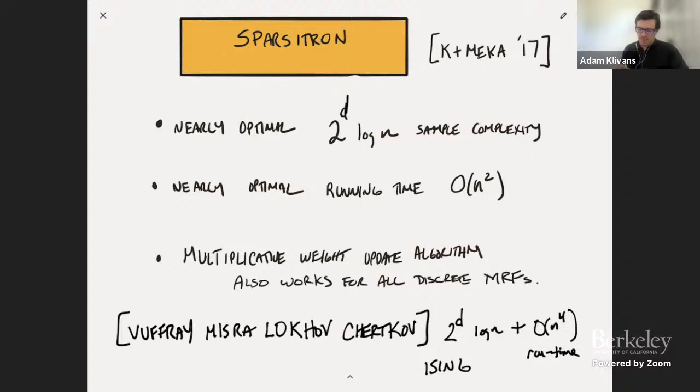And as I said, it's an online algorithm that will work for all higher order MRFs. If it's an order t MRF, then your running time becomes n to the t, and your sample complexity becomes 2 to the dt.